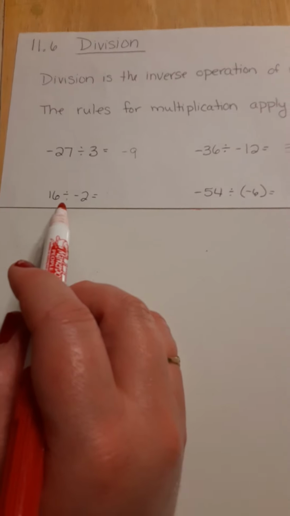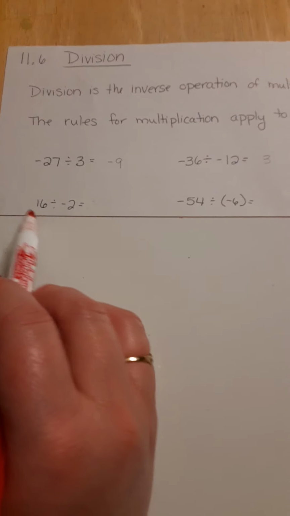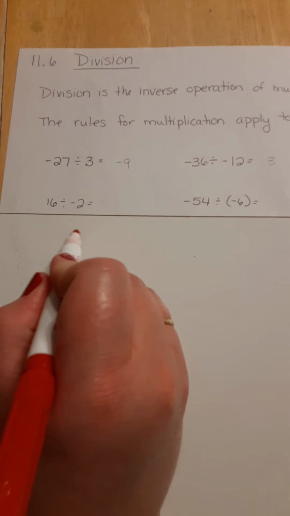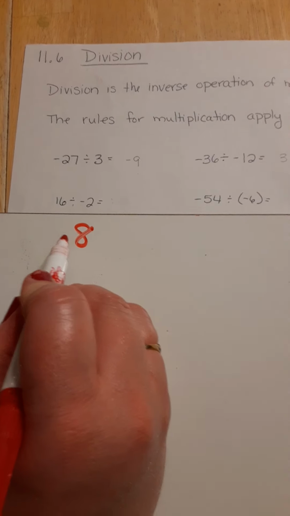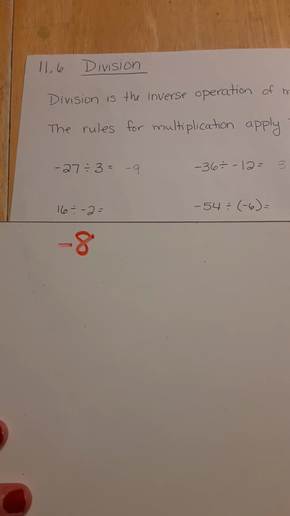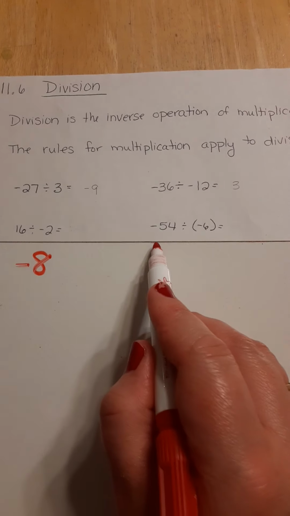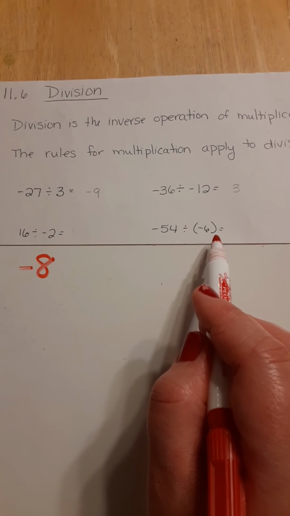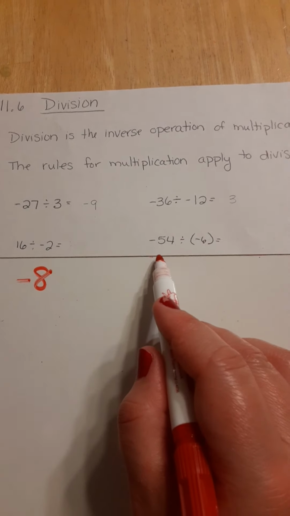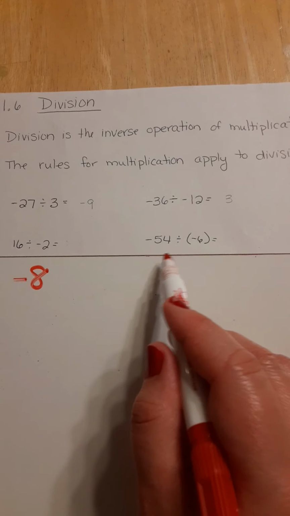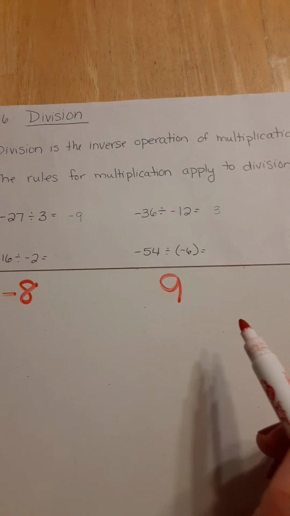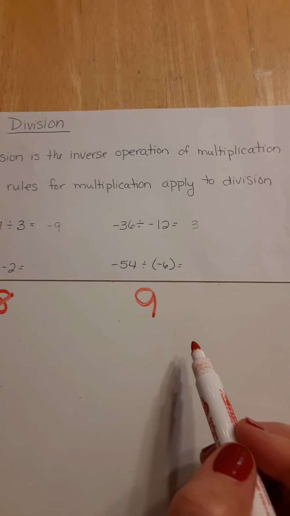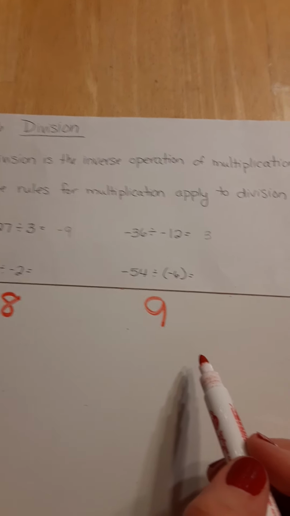I have 16 divided by a negative 2. Do our math. 16 divided by 2 is 8. And how many negative signs do I have? Just the one. So my answer is negative 8. Over here, I have 54 divided by 6. Sorry, I said 56, it should be 54. 54 divided by 6 is 9. And both my numbers are negative, so my answer has to be positive.